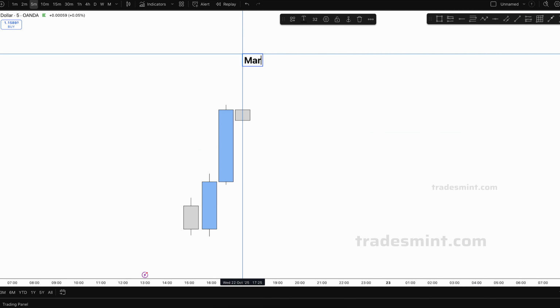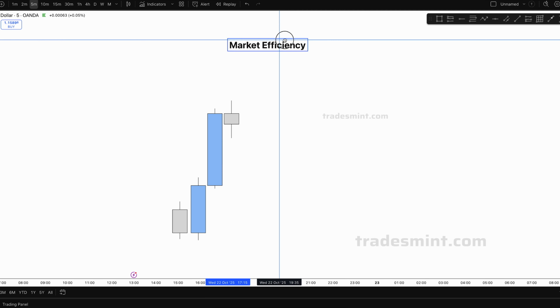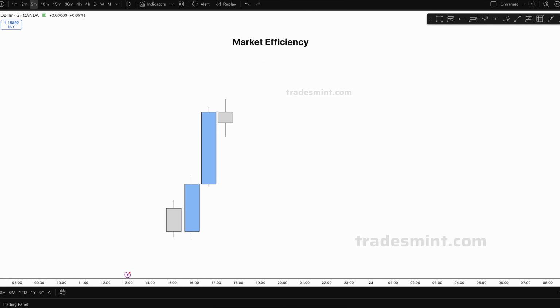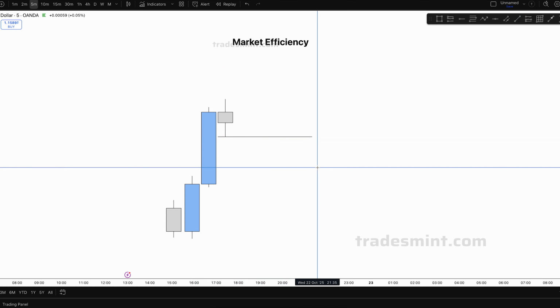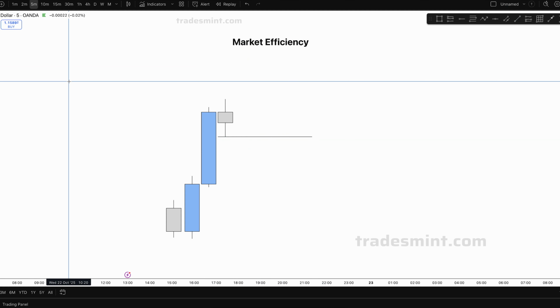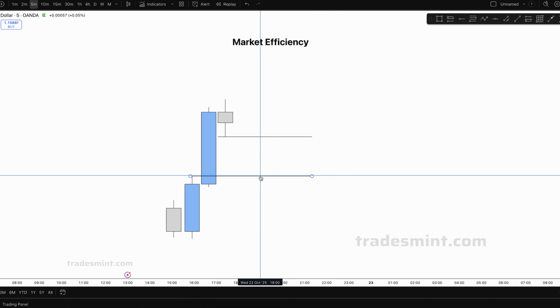Okay, the next concept to talk about is called market efficiency. All right, this you might know it as imbalances. If you've ever learned anything ICT concepts, you might know it as fair value gaps. I use it different to the ICT way. I've used it the kind of traditional way that it was used before ICT came up with that FVG idea. Basically, it's drawn in the same way, all right?